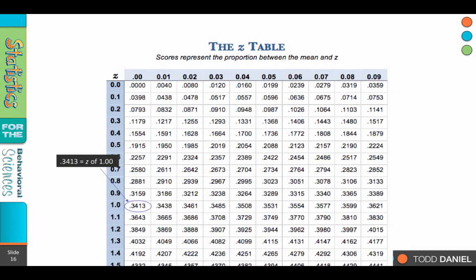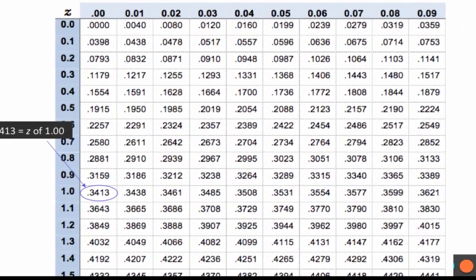So if I'm looking for the proportion of scores between the mean and a z-score of 1.2, that value would be 0.3849. But if I'm looking for the proportion between the mean and 1.25, I'm going to need to go over several columns to find that value. And that value is going to be 0.3944. Notice how at the top, the value 0.05 can be added to 1.2 to get 1.25. And the proportion matches up. So let's practice with that.